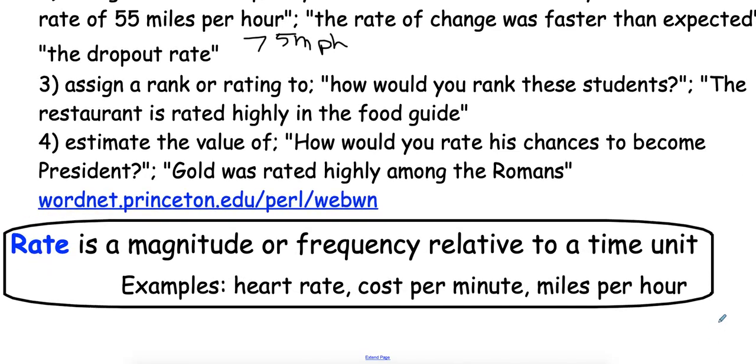We're going to bounce down to the bottom. So rate is a magnitude or frequency relative to a time unit. So it has to be comparative. There have to be two things compared. Generally, in mechanical systems, we have to have that time unit. Examples would be heart rate, cost per minute, miles per hour. That's what we're talking about in this section, mechanical rate. We have to have some kind of a time unit.